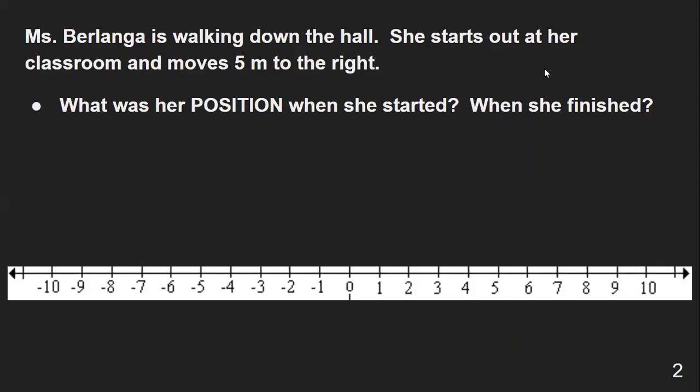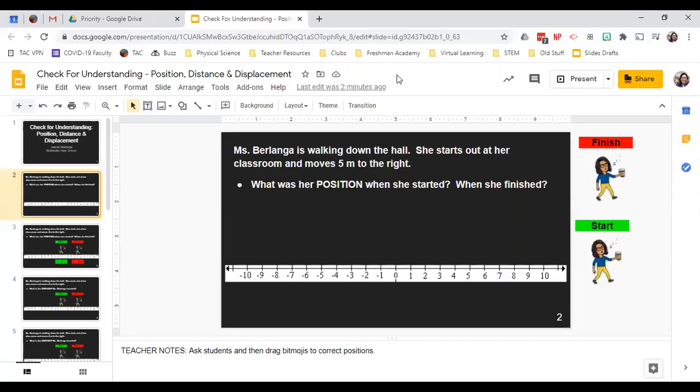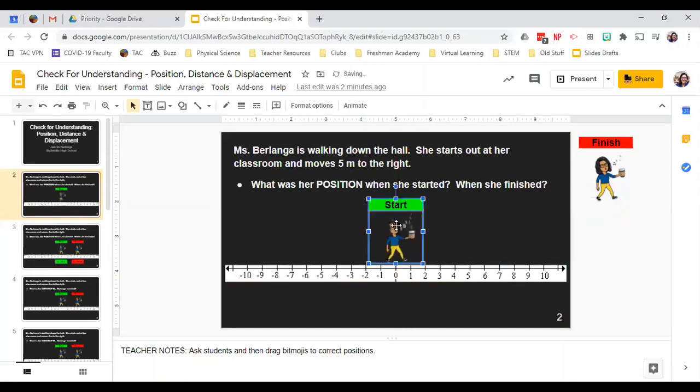Okay, so I'm going to exit full screen real quick. And notice I've got these cute little Bitmojis of me. What I'm going to do is put the start Bitmoji right here on the 0 line. In physical science and physics, your initial position can really be anywhere you want it to be. However, the most convenient place is always going to be 0.